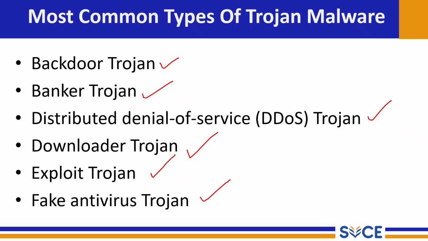The key characteristics of a backdoor Trojan are that it is stealthy, gives remote access, and is very versatile. It can be used to install other malware, steal data, or perform various other malicious actions. Examples include installing ransomware, stealing sensitive information, or creating a botnet. These all come under the backdoor Trojan. Next we are going to discuss the banker Trojan.